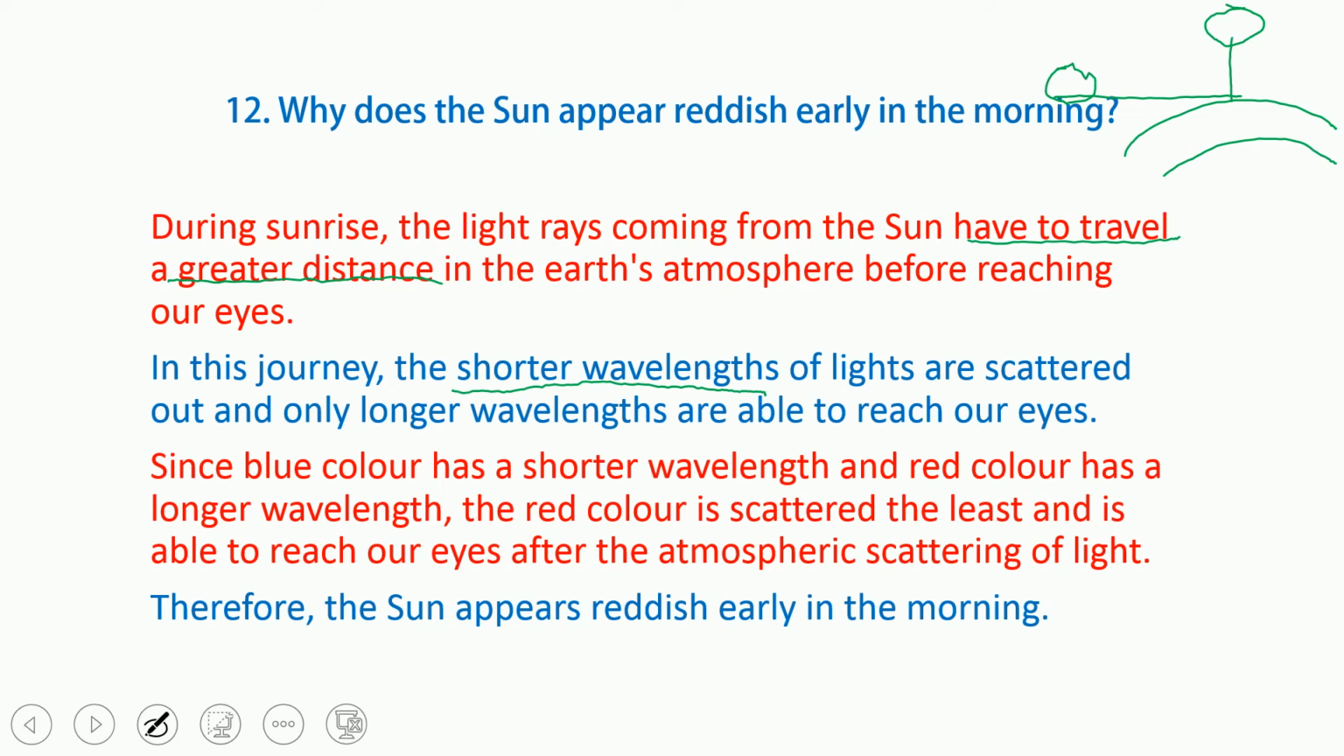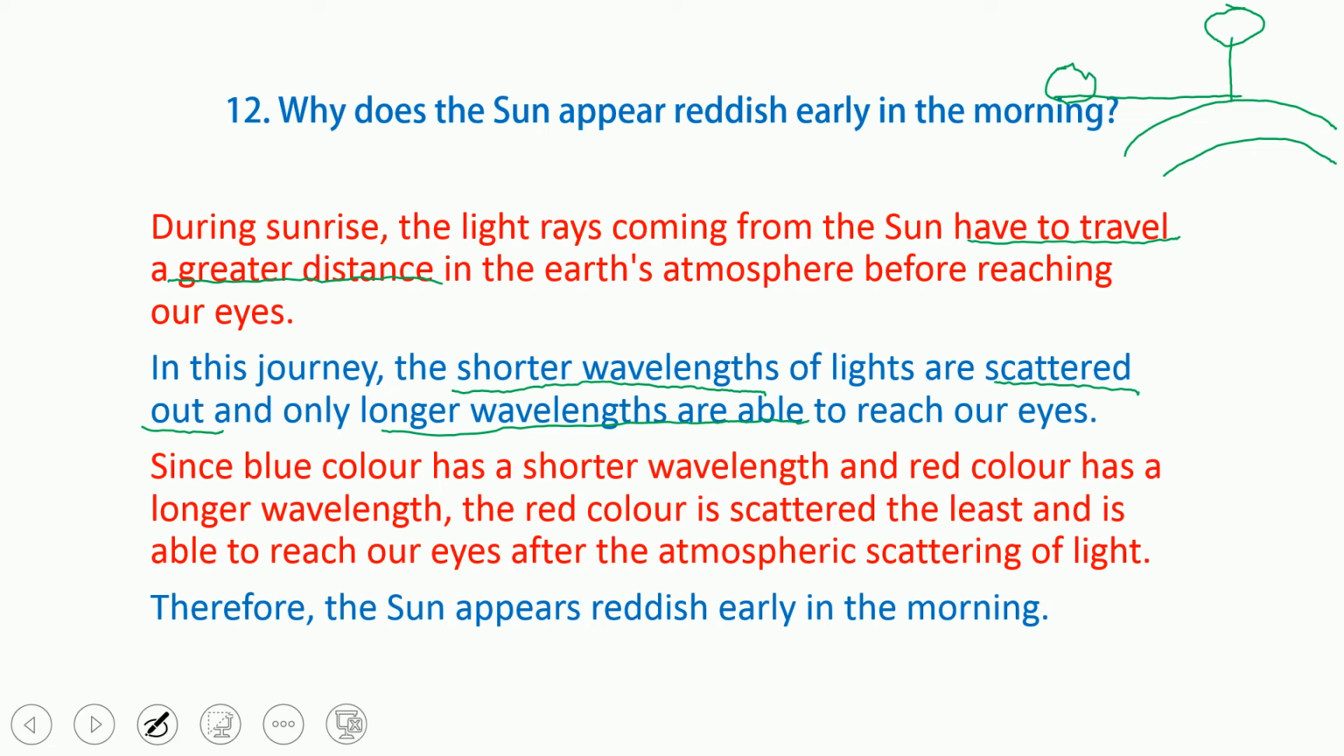Okay, these are the main. The shorter wavelengths are scattered out and get away. Only the longer wavelengths, which are orange and red, are able to reach our eyes.